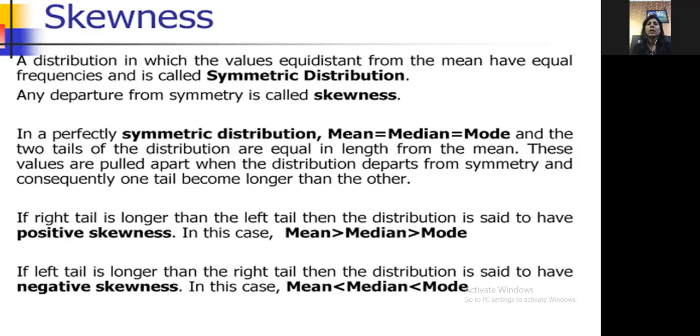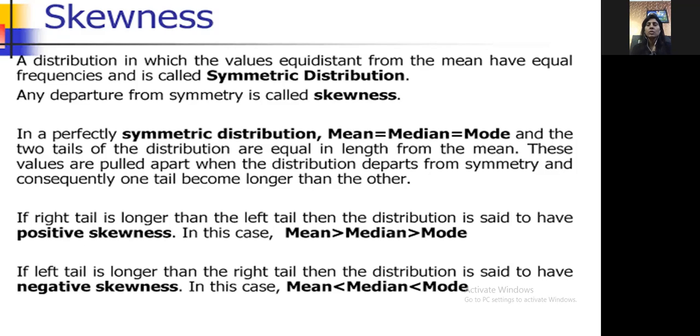The first is, as I said, based on the relationship between the mean, median, and mode. That means the three measures of central tendency. These three measures help you understand how this symmetric distribution changes its form and how positive and negative skewness occurs. When the value of the mean is equal to the median and mode, that means when the three averages are equal in their values, at that time we will have a symmetric distribution.